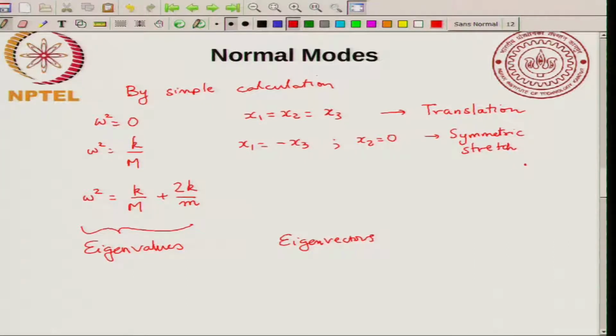So, what you have is that your center carbon atom is fixed, and you have this one moving in one direction, this one moving in the other direction. The two oxygen atoms are moving in opposite directions. So, this is a symmetric stretch. Now, the third one has an eigenvalue, so it has x1 equal to x3 and x2 equal to minus 2 capital M by small m x1. And this is what is called an asymmetric stretch.